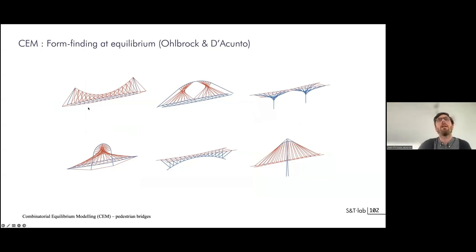But here we can see a series of pedestrian bridges. This one is a suspension bridge. This one is a big compression arch with some hangers that are crossed. This one is composed of two branch structures in compression that support the deck that will have some tension in it. Here it's a flying arch, as we call it, because you have this compression arch in the middle that is really flying because it's not touching the ground.